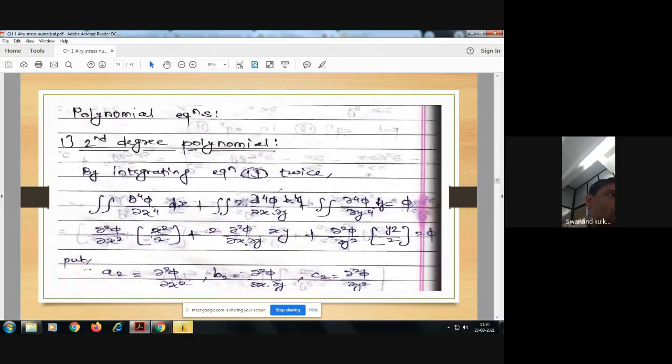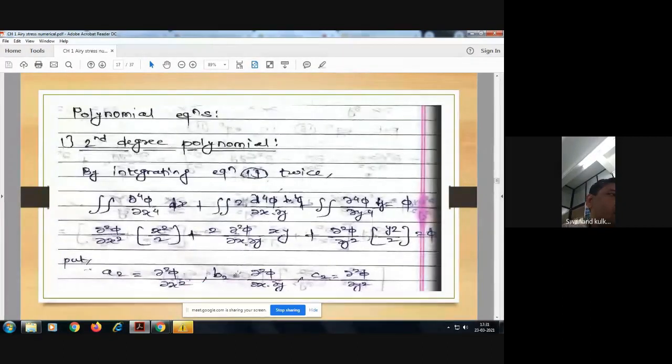So here 2 is present, and we have taken this 2 outside here. Already this ∂²φ/∂x², which is considered to be a2, and this 2 is present here. So this will become a2 by 2, and this x square will remain as it is.